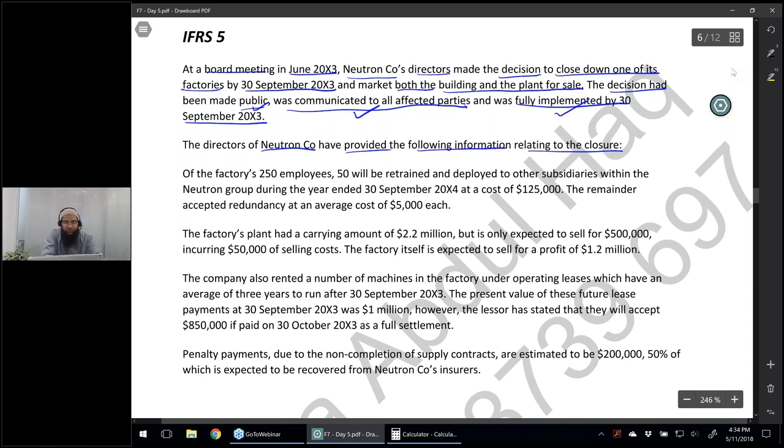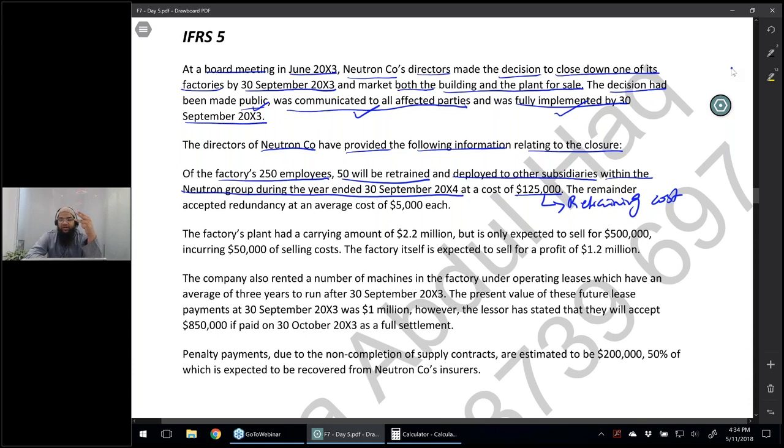The directors of Neutron Company have provided the following information relating to the closure. Of the factory's 250 employees, 50 will be retained, retrained, and deployed to other subsidiaries within the Neutron Group during the year ended 30th September 2024 at a cost of 125,000. So this is the retraining cost. Do we make a provision for retraining cost? No. In case of closure, there are impacts: retraining, relocation, redundancy, and any contract termination.